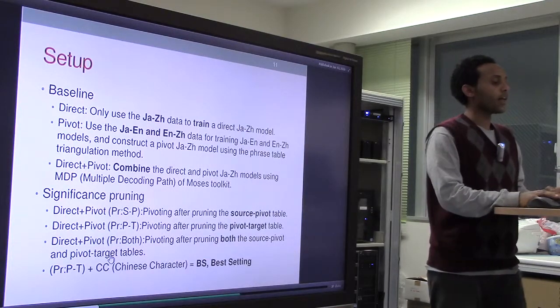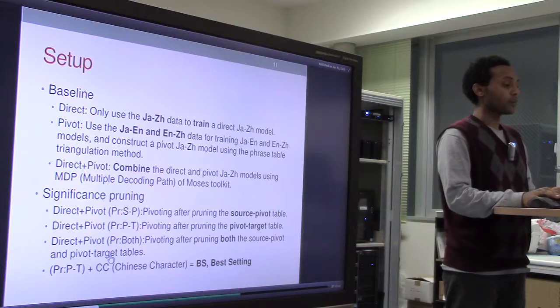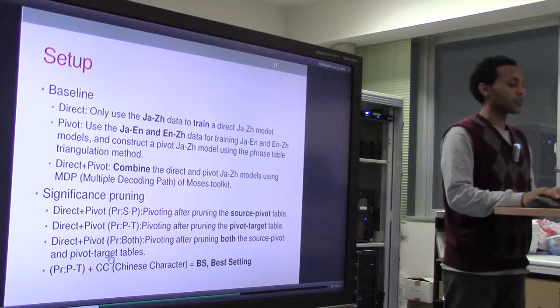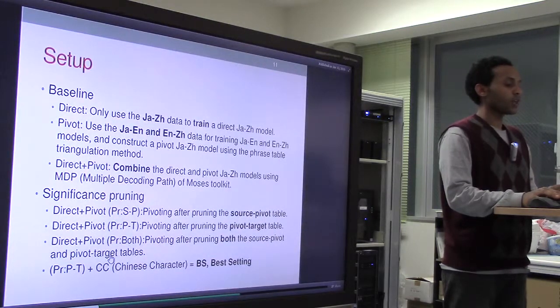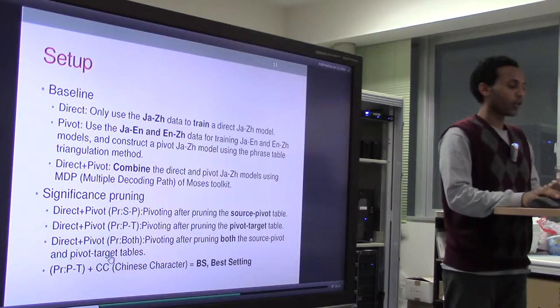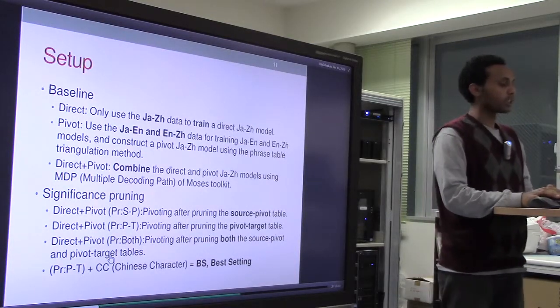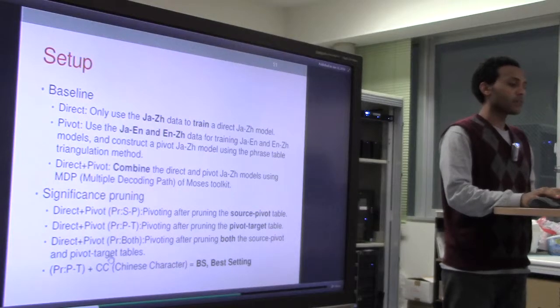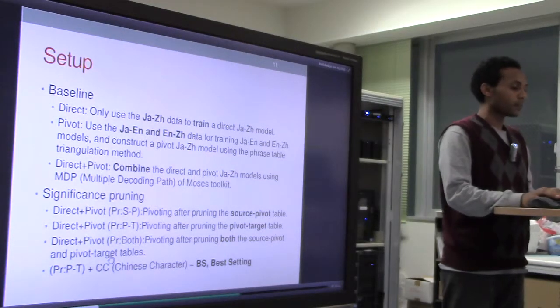For the baseline, they had 3 different setups: direct, pivot, and a combination of these two methods. So for the direct one, Japanese source to target data was used for training, and for the pivoting one, source to pivot and pivot to target data was used, and the combination uses both these models with the multiple decoding paths method from the Moses toolkit. This was the baseline setup, and then they added the significance pruning method into this baseline.